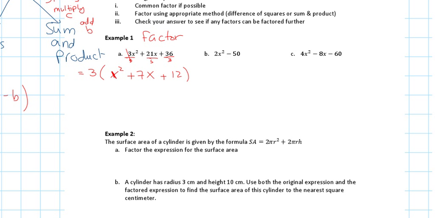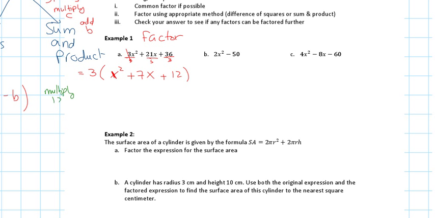Now this is where you're not done. You're going to look at your leftover and see: 2 terms or 3 terms? 3 terms, so it's a trinomial. So I'm looking at the sum and product because it's a trinomial. I'm looking for 2 numbers that multiply to 12 and add to 7.